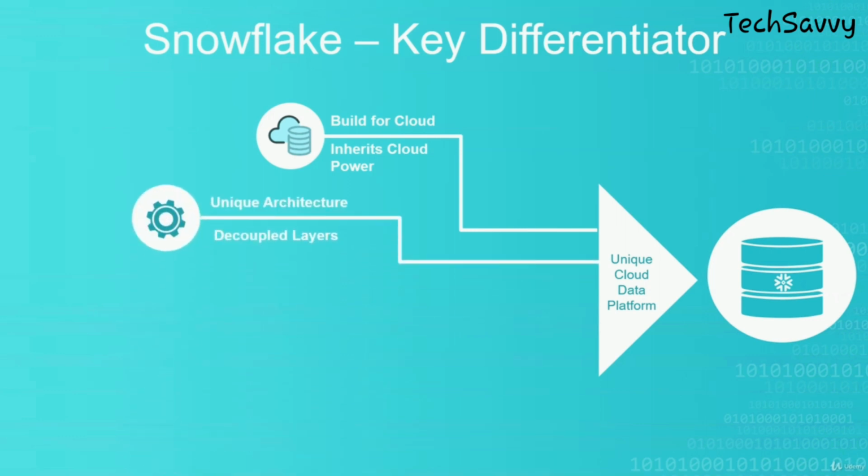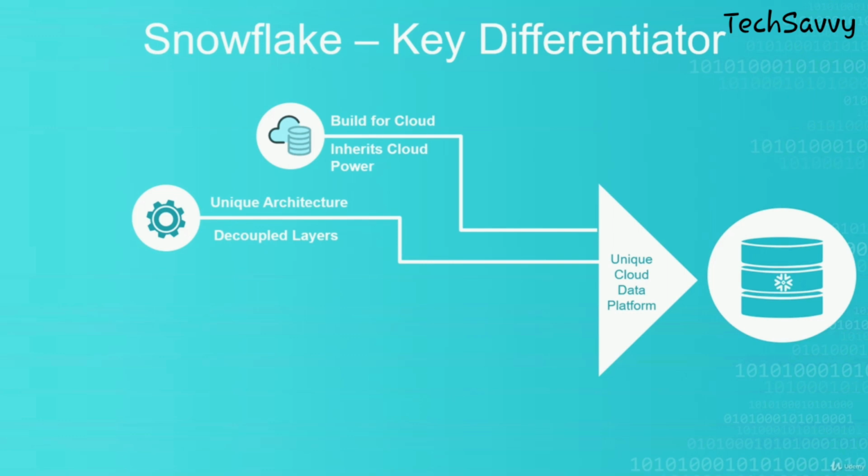Next thing is Snowflake is also known for its unique architecture. And when we are going to cover Snowflake in more detail, we are going to learn about different layers of Snowflake. And all these layers are decoupled. And that is what makes Snowflake architecture a unique one.